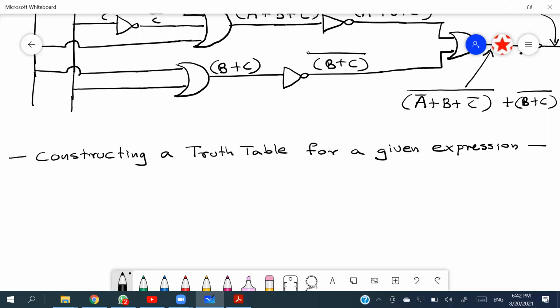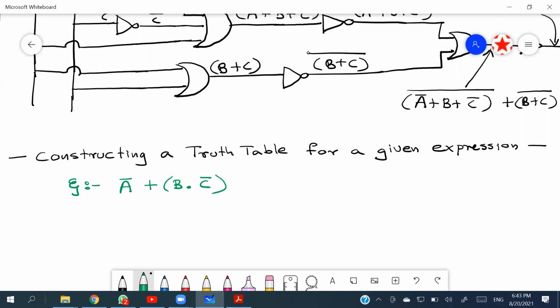Constructing a truth table for a given expression. Now, let's take the same expression that we discussed in our example when we were drawing the circuit. As an example, I'll consider the same one: A bar plus B dot C bar.